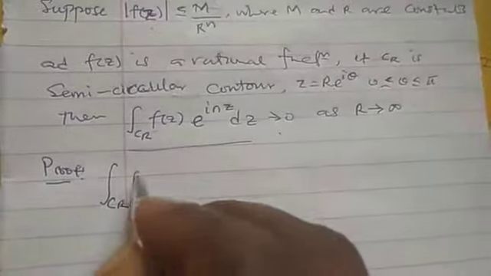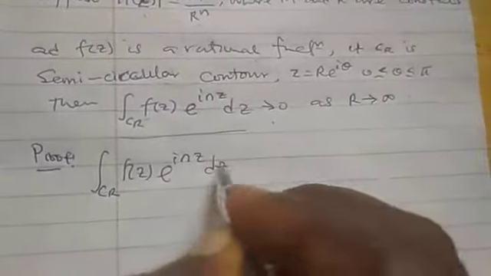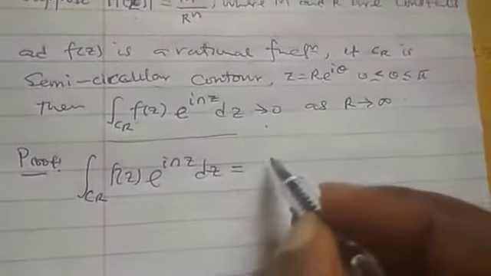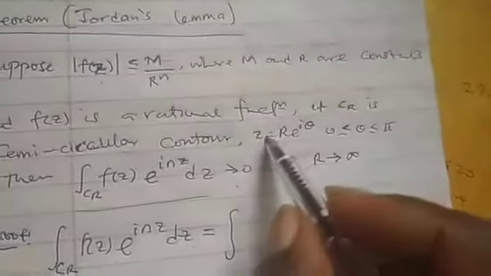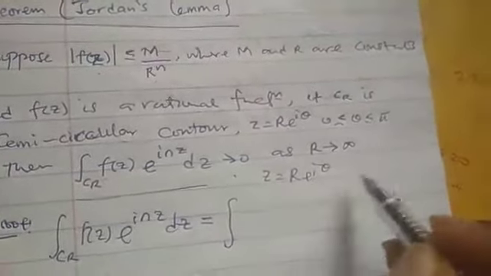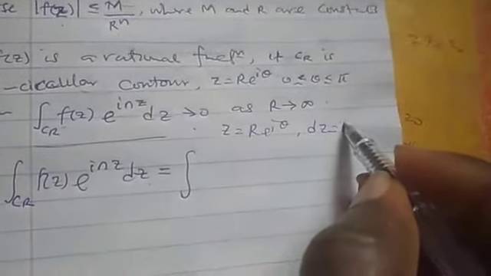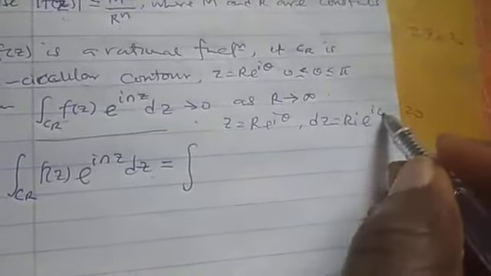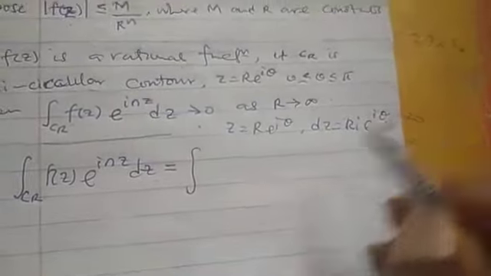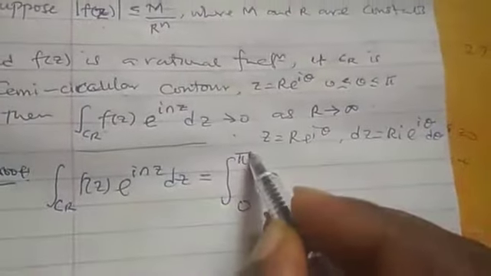∫_{C_R} f(z) e^{inz} dz. We know that if we apply z = re^{iθ}, then differentiating, dz = ire^{iθ} dθ. We have said in the theorem that 0 < θ < π.